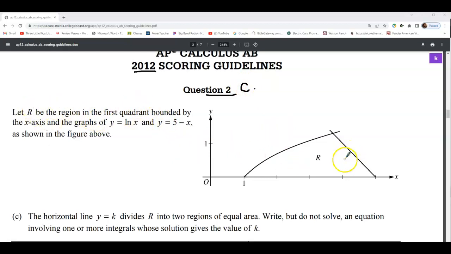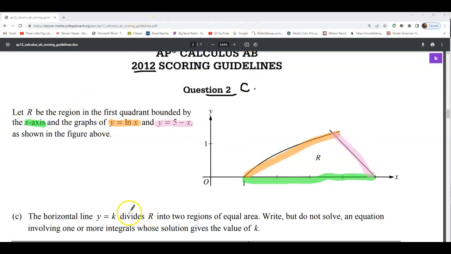It says, let R be the region in the first quadrant bounded by the x-axis. Let me highlight that. It's always good when you're doing these area questions to be aware of each piece that they're referring to. The x-axis, the graph of y equals ln of x. So that's probably the curving one here. And then finally, y equals 5 minus x. That would be this guy here, as shown in the figure.